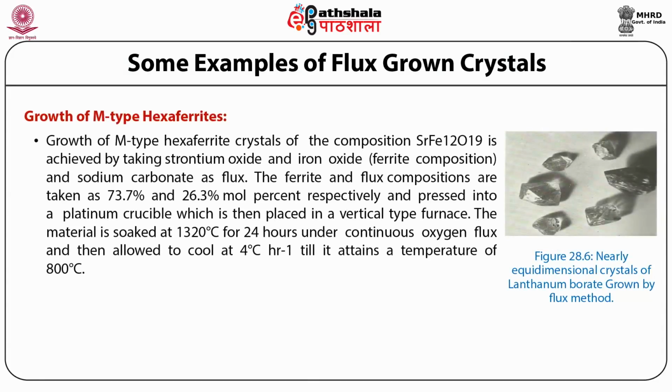Growth of M-type hexaferrite crystals of the composition SrFe12O19, that is strontium hexaferrite, is achieved by taking strontium oxide and iron oxide, known as the ferrite composition, and sodium carbonate as flux. The ferrite and flux compositions are taken as 73.7% and 26.3% mole percent respectively and pressed into a platinum crucible, which is then placed in a vertical type furnace.